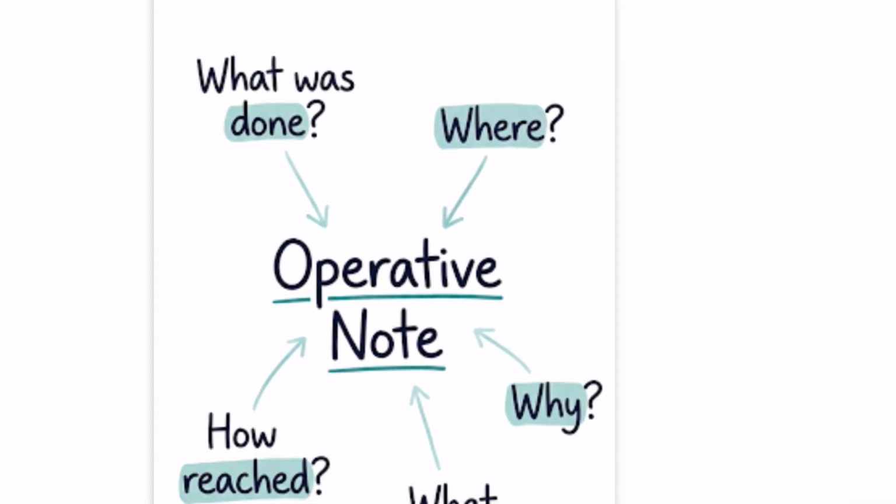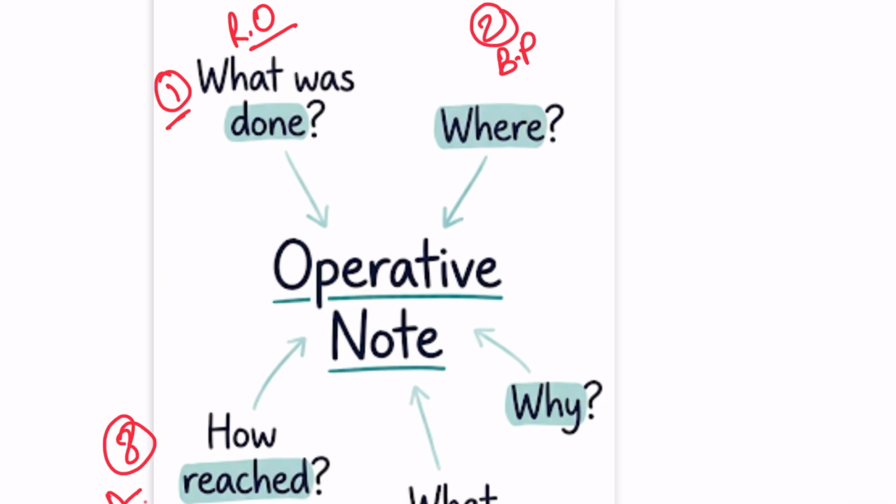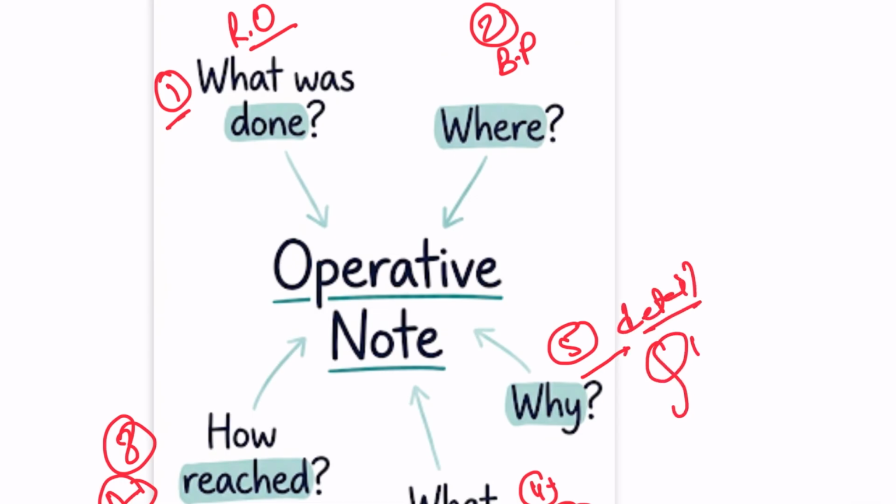First, what was done? That is the root operation. Where was it done? That is the body part. How was the structure reached? That is the approach. What remains after the procedure? That is the device. What detail completes the picture? That is the qualifier. This is your entire system of PCS.